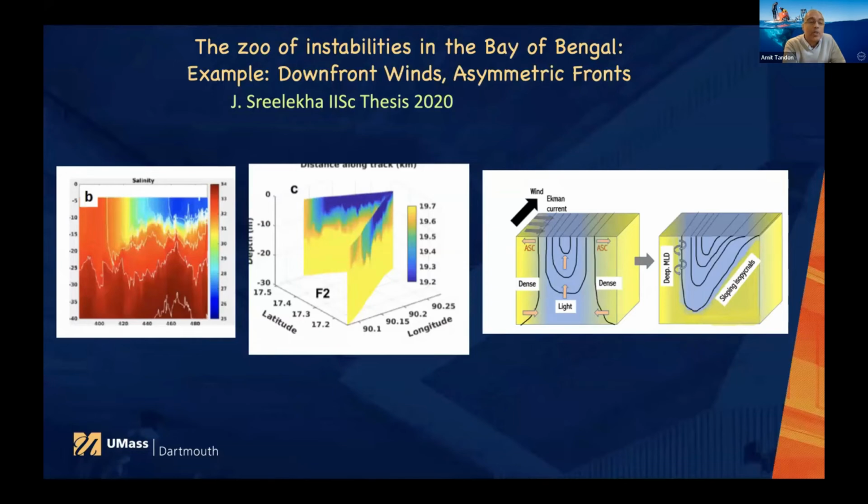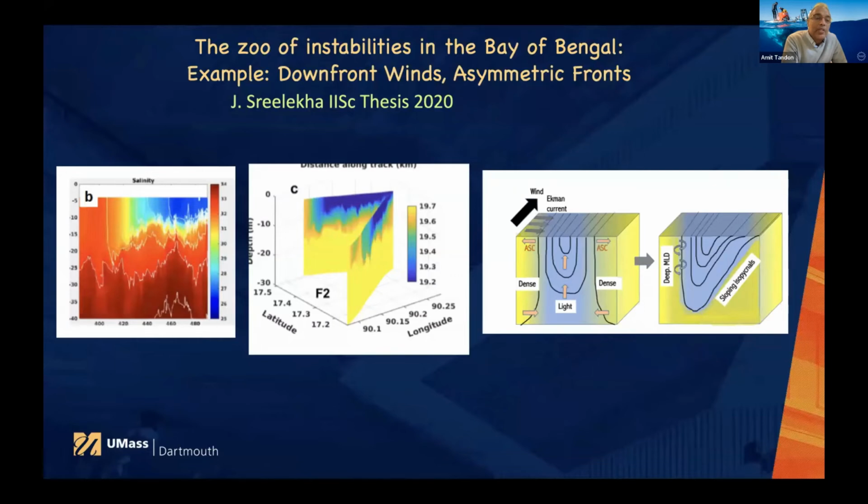So what I'm showing here on the left is a salinity section, from one of the cruises on the Sagar Nidhi in the Bay of Bengal. What I want to draw your attention to is that in the Bay of Bengal, these fronts are very strong in salinity. The buoyancy gradients are like 10 to the minus 6 per second squared in the horizontal.